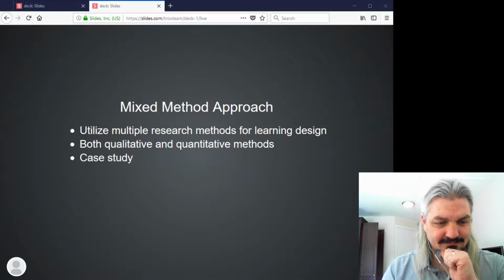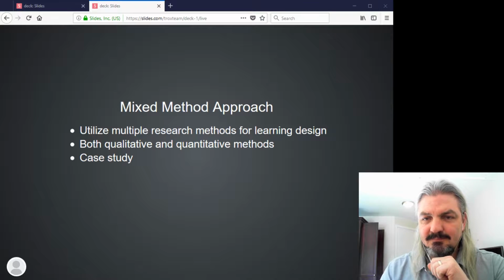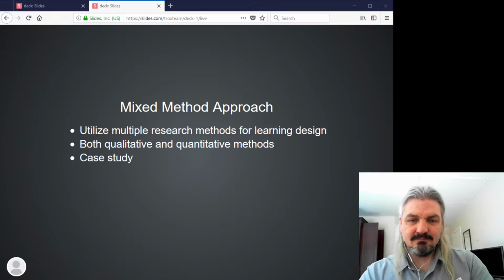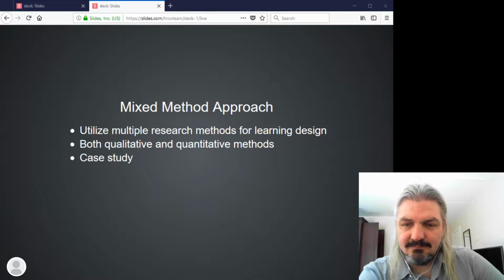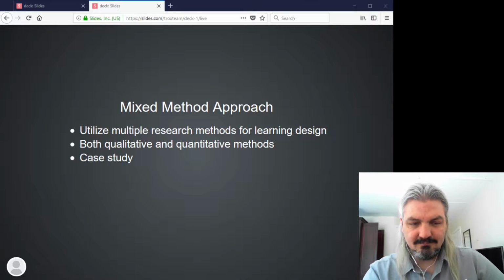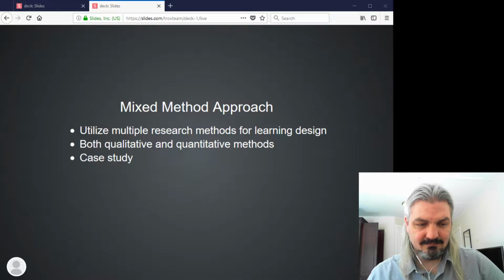Yes, to find better methods of evaluating the learning methods used in games. And they do this by using a mixed method approach that involves utilizing multiple research methods for learning design to identify more problem areas than can be identified using any single one.